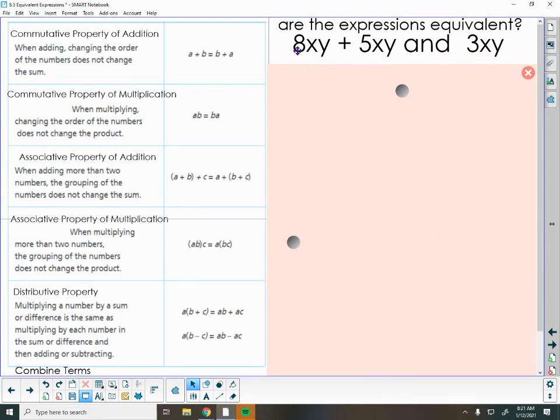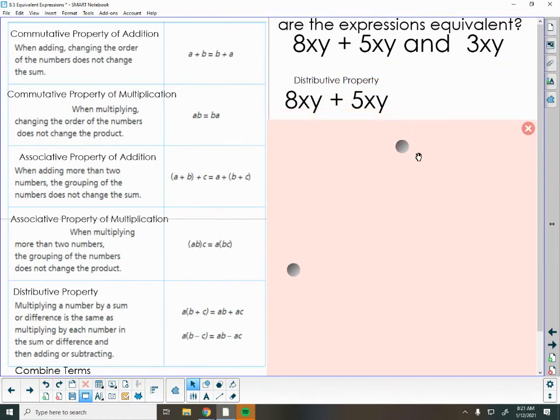It asks, are these equivalent? We have 8 groups of X plus Y, and 5 groups of XY and 3XY. So we're going to start and use the distributive property to pull some things out here. So we want to look at these and decide, what do these have in common here? So what factor can we pull out?